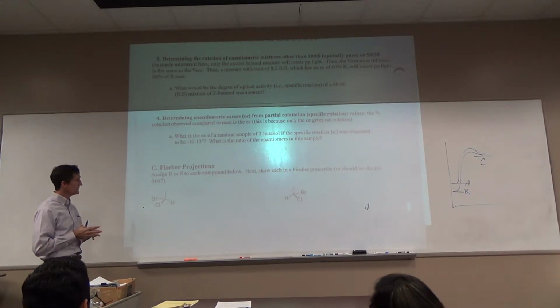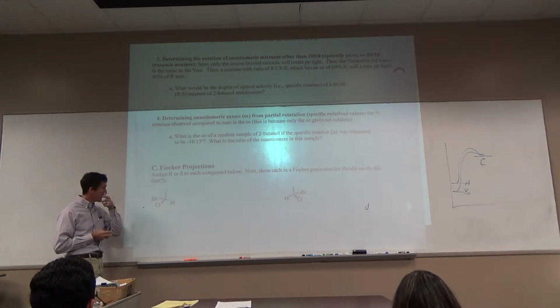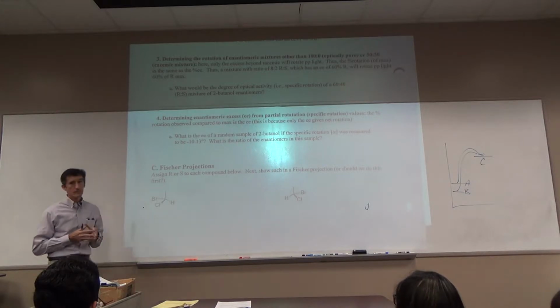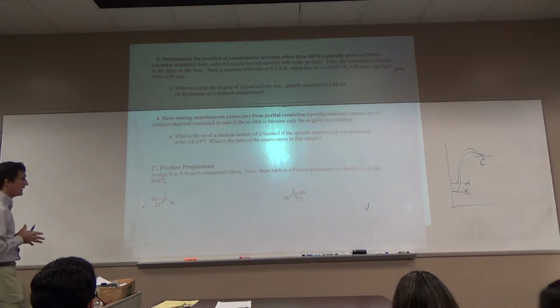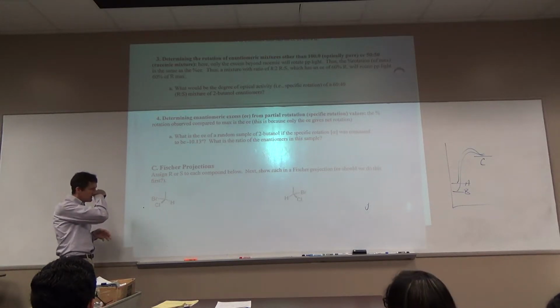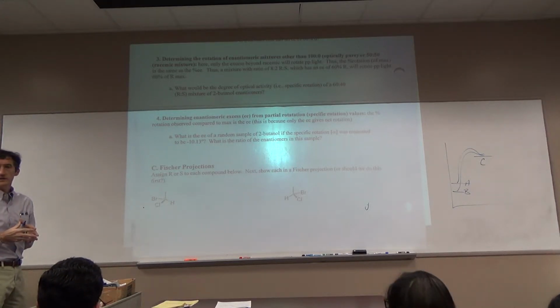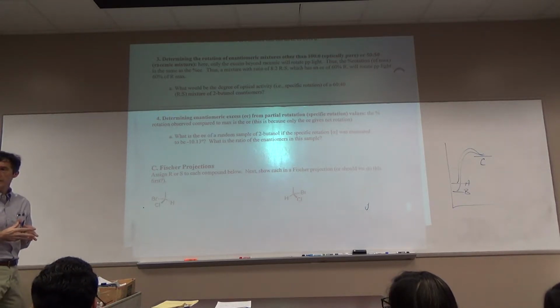Assign R/S to each compound below. Okay, R/S. S. How did you get S? Start with the largest compound. Bromine is the first one, chlorine is next, and then the methyl. And what's the lowest priority group? Hydrogen. Is it in the back? Is it in the front? It's in the plane. So what did you do with it in the plane?